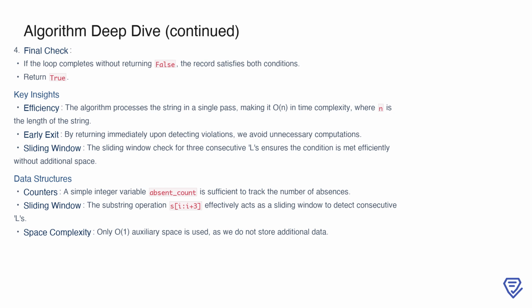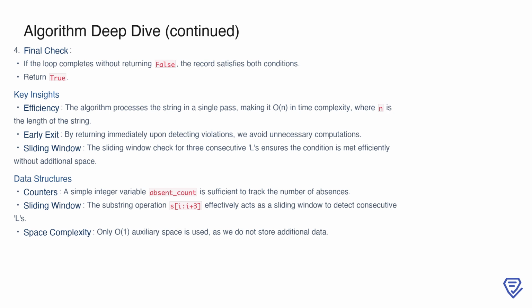This algorithm is designed to be highly efficient. By processing the string in a single pass, we achieve a time complexity of O(n), where n is the length of the string. The use of early exits ensures that we stop processing as soon as a violation is detected, which avoids unnecessary computations. For the sliding window check, we use simple substring operations like s[i:i+3] to efficiently detect consecutive Ls without additional space.